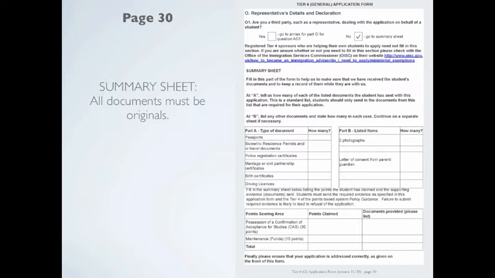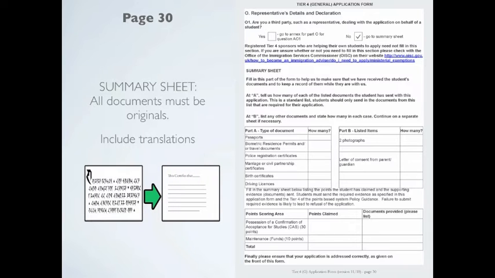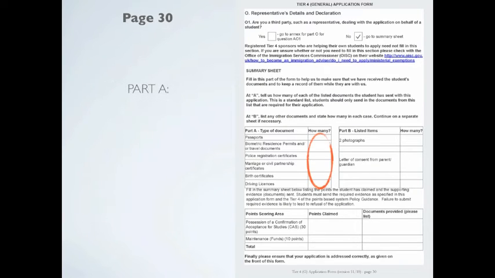Summary Sheet. You need to complete this page carefully to show what documents you are enclosing in support of your application. Remember, all documents must be originals, and if not in English, you will need to supply certified translations. Part A. Write how many of each you are enclosing.